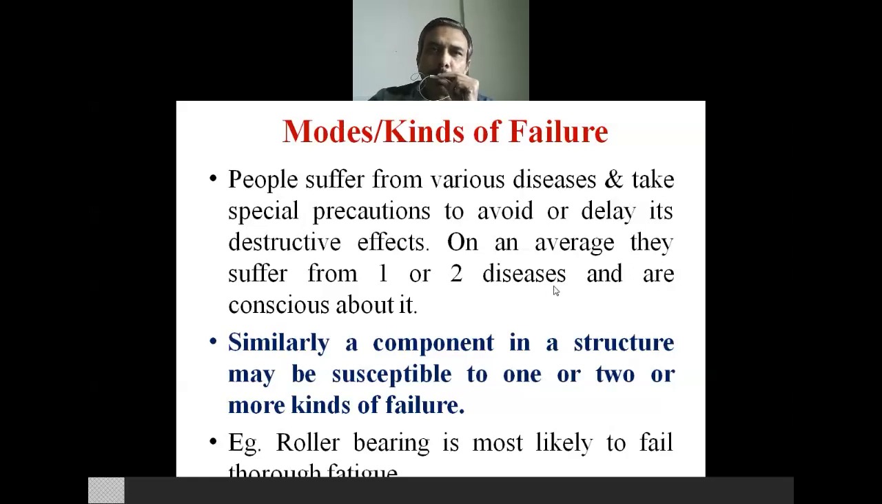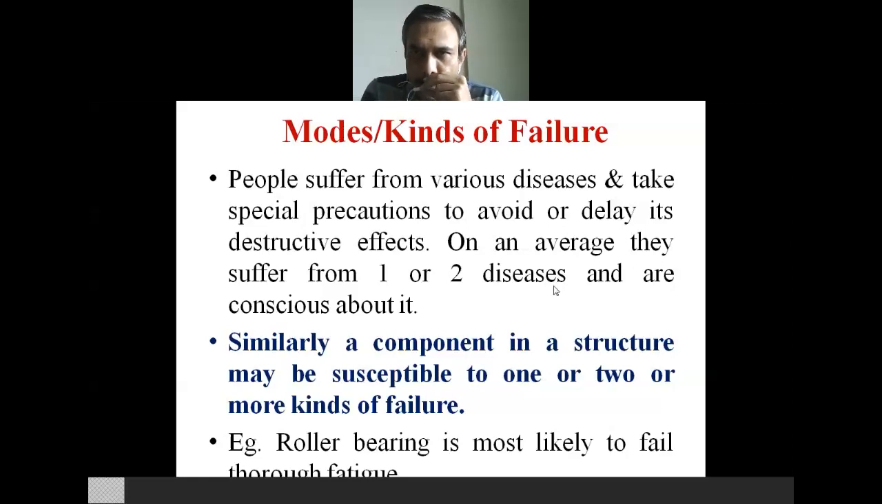Okay. So as we human beings suffer through various diseases, and one or two are the critical diseases for which we are cautious, and we take care that the disease does not become critical and lead to severe damage to our life. In a similar way, the various components of any structure or machine are susceptible to one or two or even more kinds of failure.